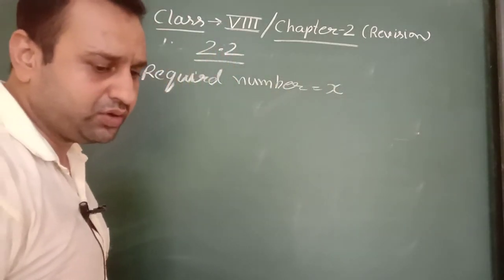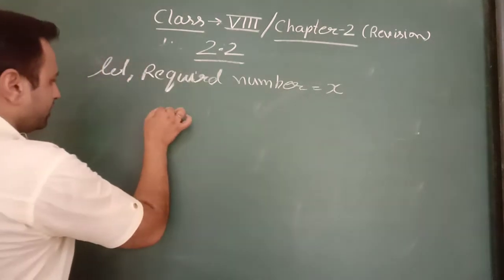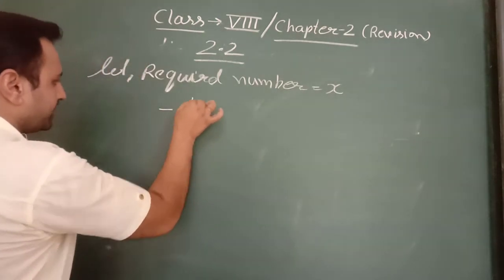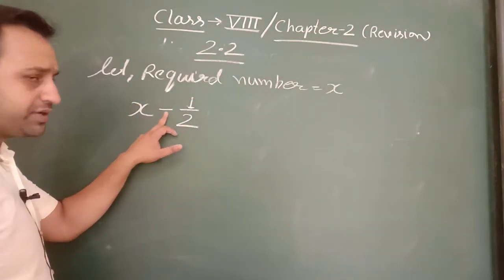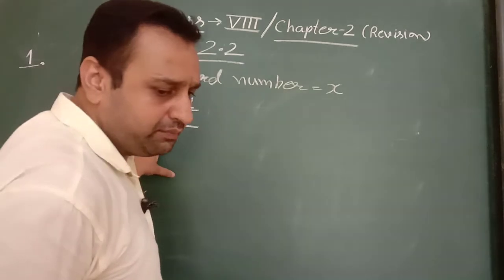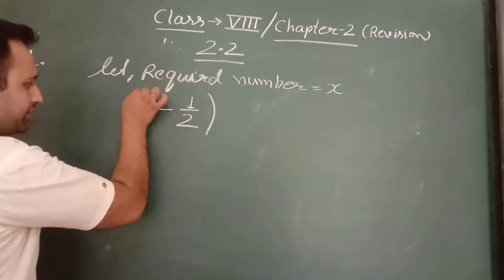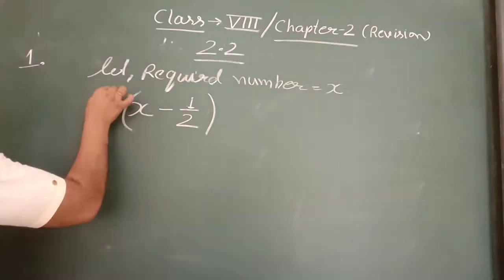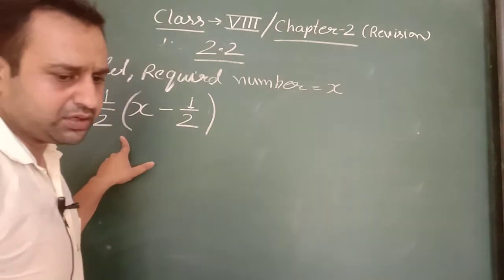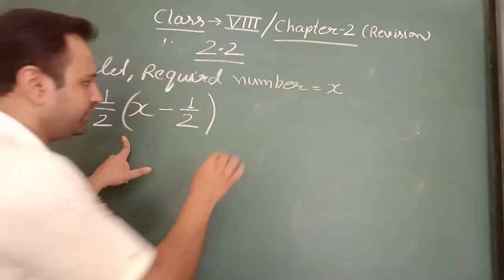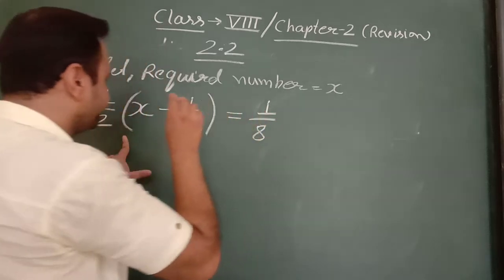Now according to the question, if you subtract 1 upon 2 from a number, 1 upon 2 must be subtracted from the number, and multiply the result by 1 upon 2. रिजल्ट को हमने 1 upon 2 से मल्टीप्लाई करी तो यू गेट 1 upon 8. Then the value is 1/8.